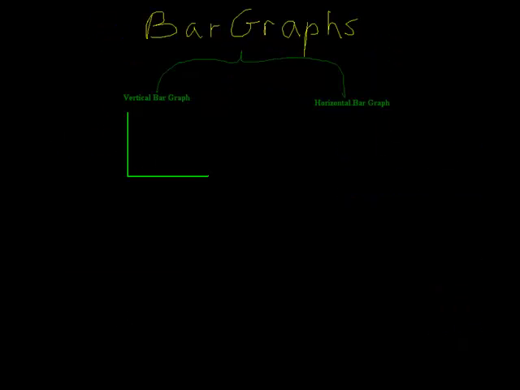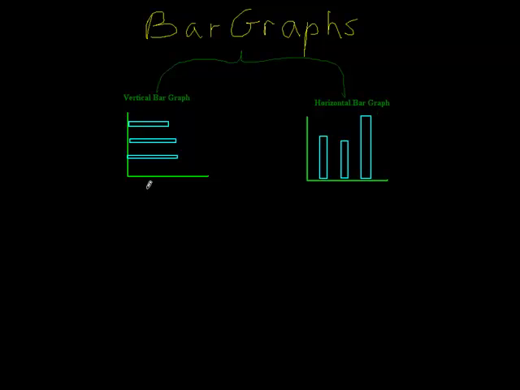Now, a vertical bar graph has bars that align vertically along the vertical axes. In a horizontal bar graph, the bars align horizontally. The way I remember the difference between vertical and horizontal is that vertical is like jumping. So jump. The way I remember horizontal is like a sailor looking out on the sea, the horizon.